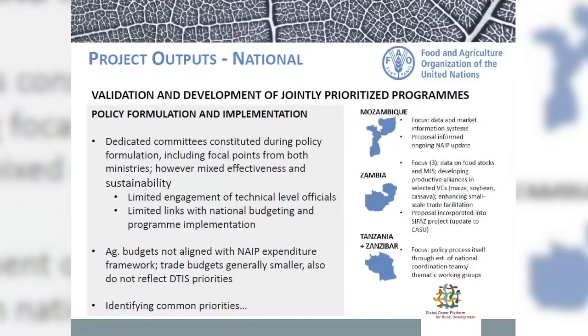In Zambia, as opposed to Mozambique, the interest was more diverse. There was an interest in three areas, really. One was very similar to Mozambique, where they wanted more work on data and market information systems. In particular, in Zambia at the time, they were interested in improving the ministry's own data on food stocks, but also sub-national marketing and trade information. The second area was three value chains where they wanted to improve farm-to-market linkages, improving what they called productive alliances in selected value chains: maize, soybean, and cassava. And finally, they had an interest in enhancing small-scale trade facilitation, in line with the COMESA simplified trade regime, which they wanted to improve implementation of in Zambia.